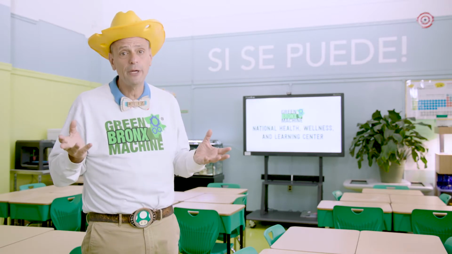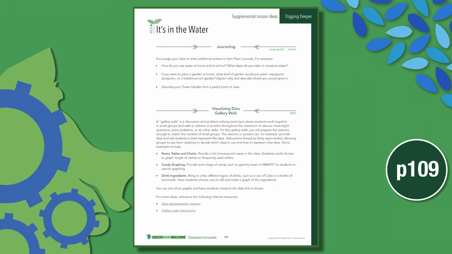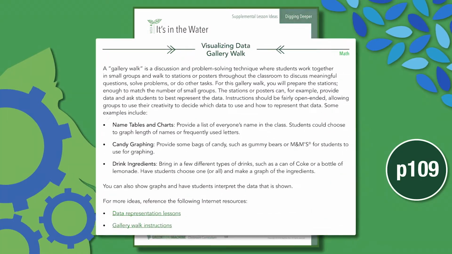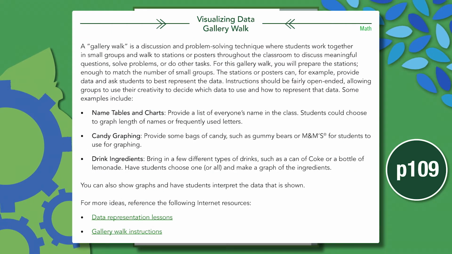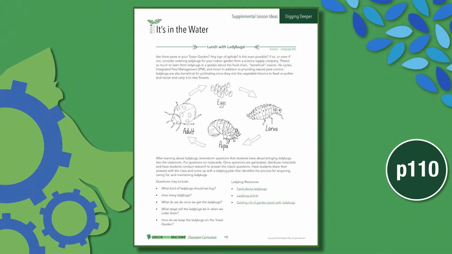This week's Digging Deeper marks the almost halfway point. How are we going to represent what we've learned and show our learning? What about a gallery wall that shows all the data you've collected as a class, or a big class chart?